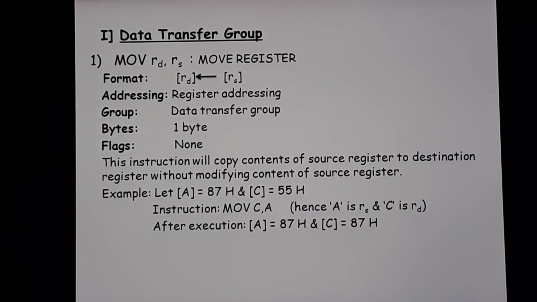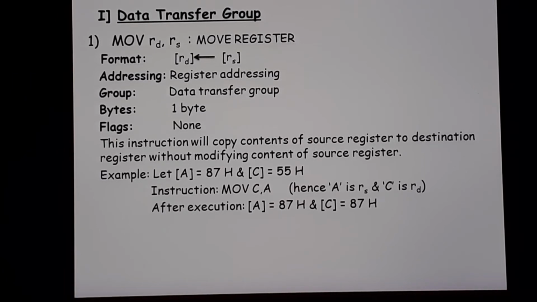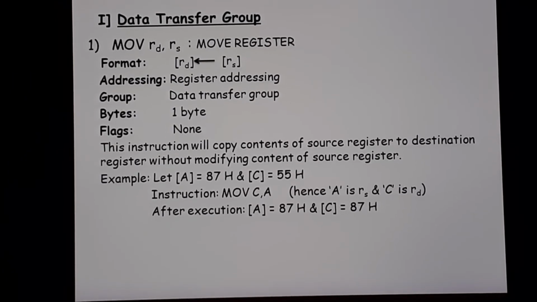So you all understood this particular instruction. What happens, you can take any of the example with any of the registers and you can take any data, but the data should be of 8-bit. Okay, so this was move instruction.